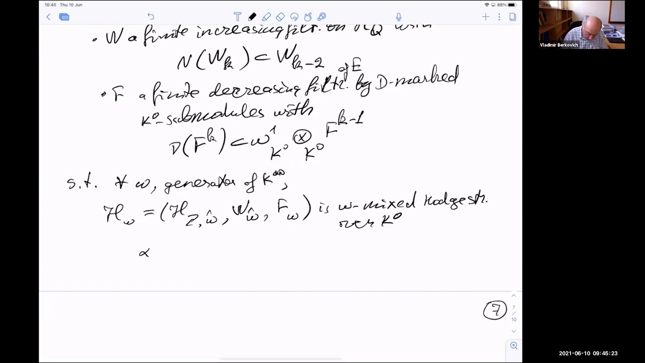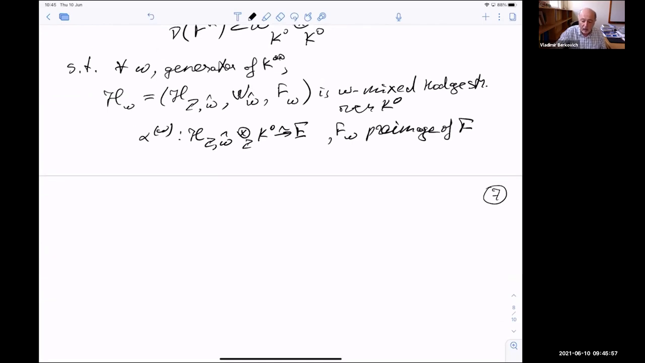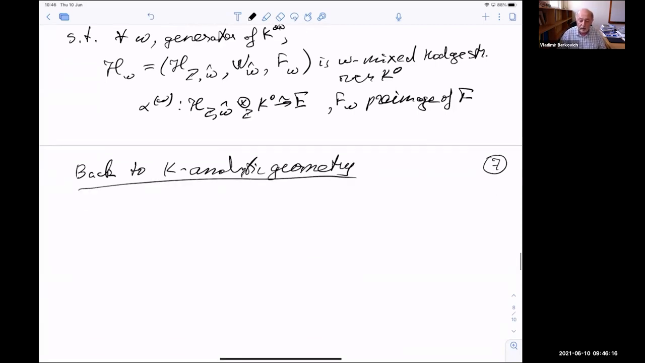And so we have a homomorphism. And so we have such an isomorphism, if we fix bar pi, then this filtration is just the pre-image of the filtration on the left-hand side. Okay, and so everything is defined. Now I can turn back to K analytic geometry. So it's like Hodge theory versus K analytic geometry.